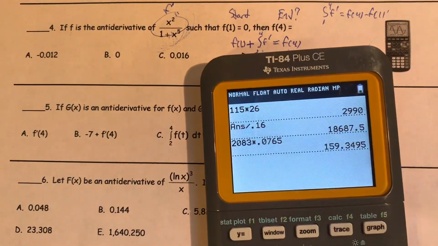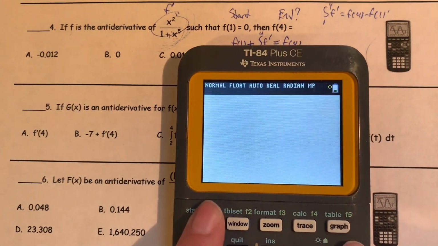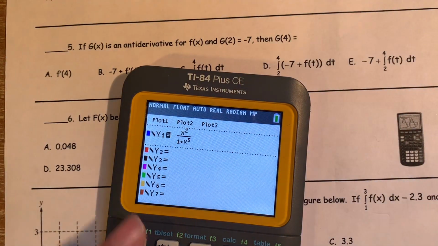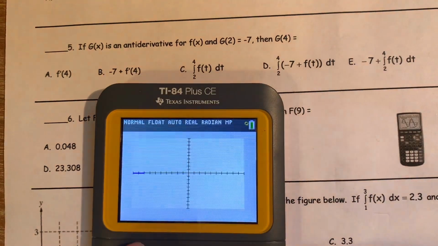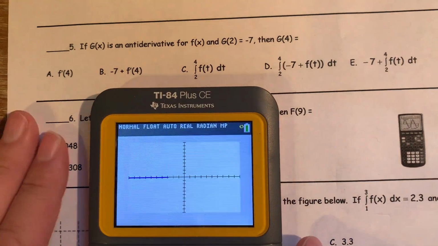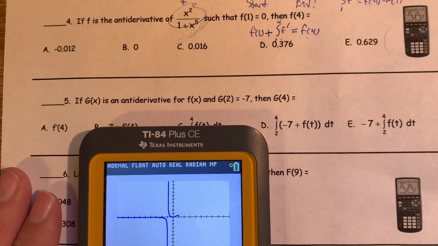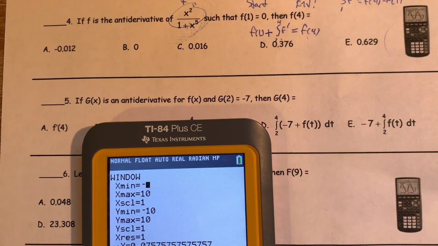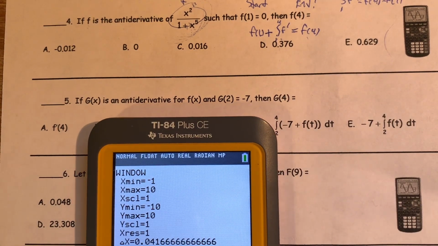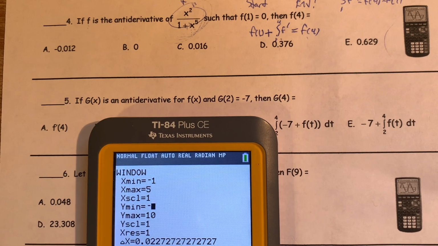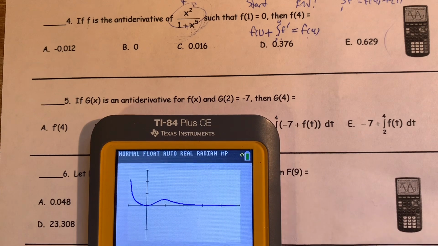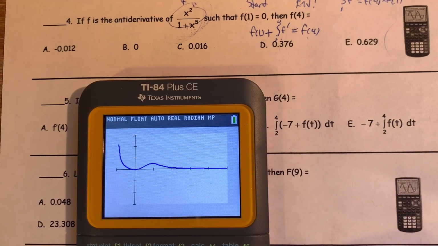There is a button in our calculator. Let's learn about this. I actually typed this into a different calculator so that I could quickly do this for you. If we graph it, there's an integral button. Let's make the window go from -1 to 5, -3 to 3. Okay, so this answer, the integral, is this area.